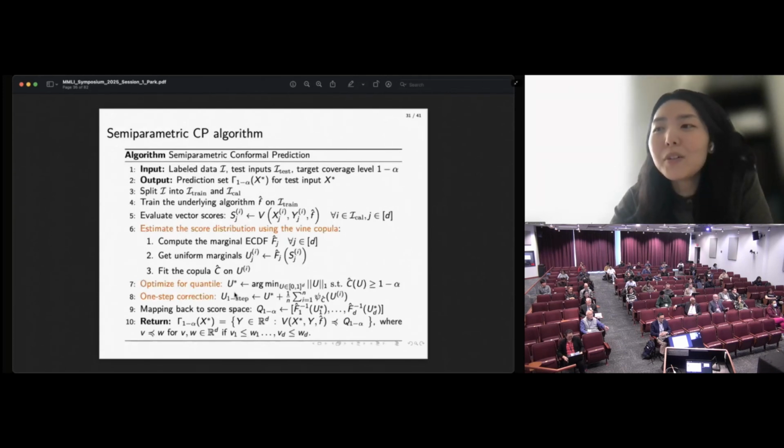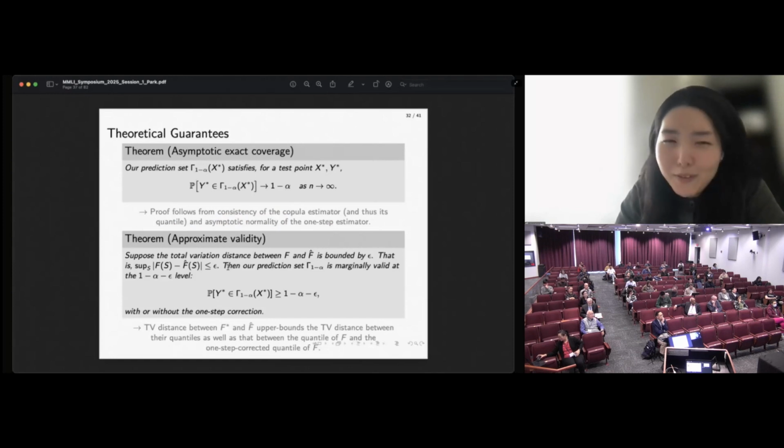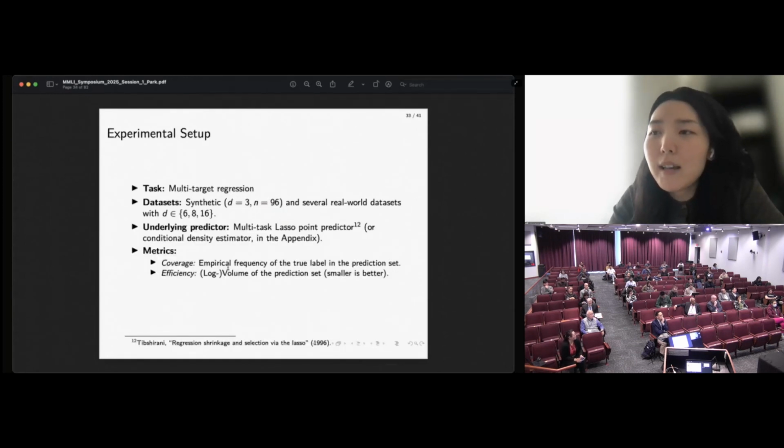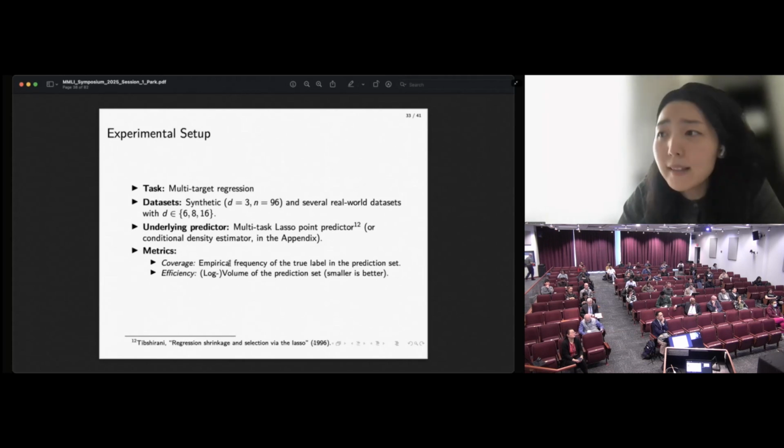So to summarize in pseudocode, our proposed modifications are twofold. We estimate the distribution of d-dimensional scores using the vine copula. And then once we obtain a quantile point from this, we apply the semiparametric one-step correction to further debias the quantile. Our method comes with theoretical guarantees. And we test our calibration procedure on a variety of tasks with d ranging from 3 to 16. Our underlying predictor was a multitask lasso point predictor, but in the appendix of the paper, we also work with the conditional density estimator.